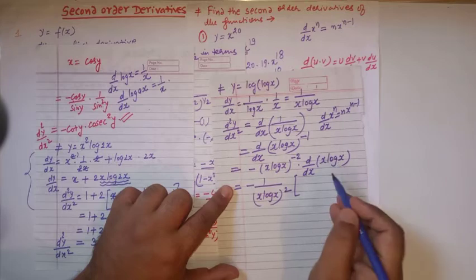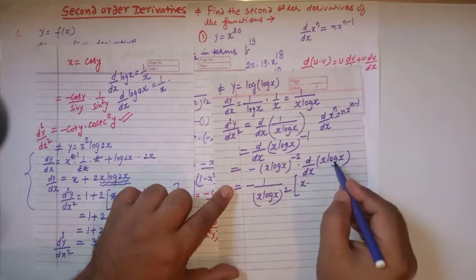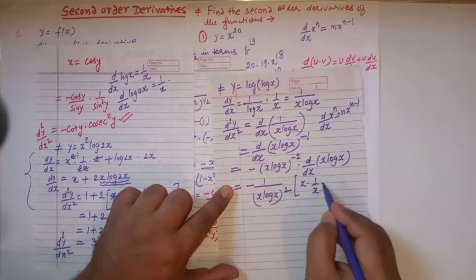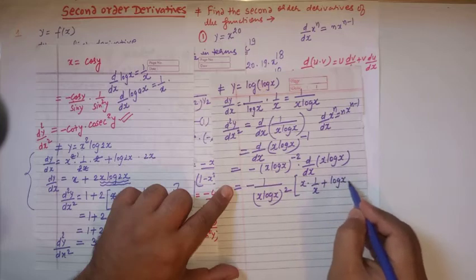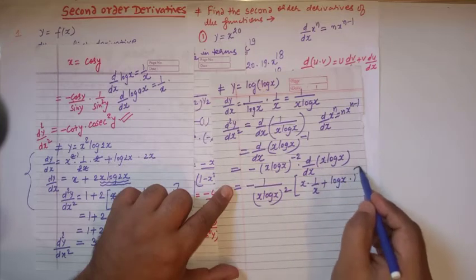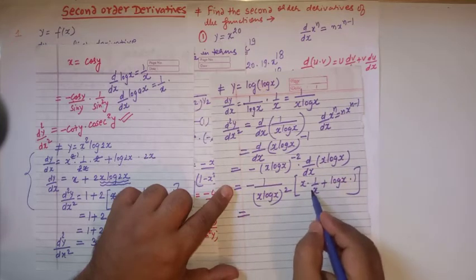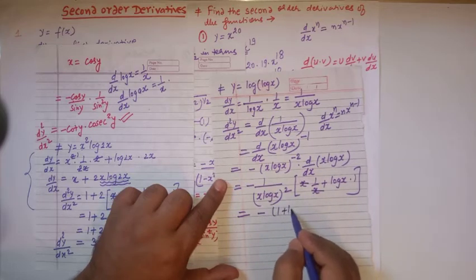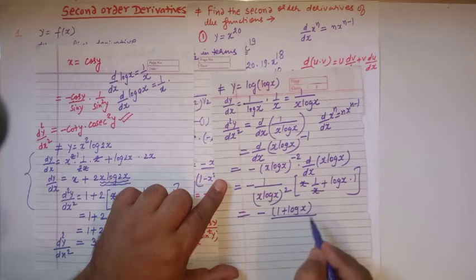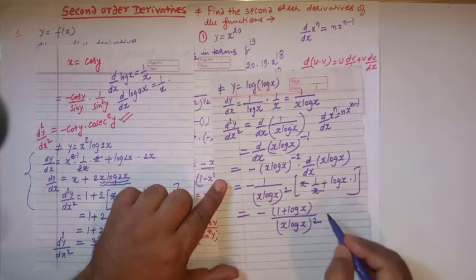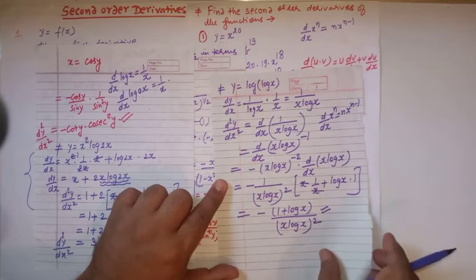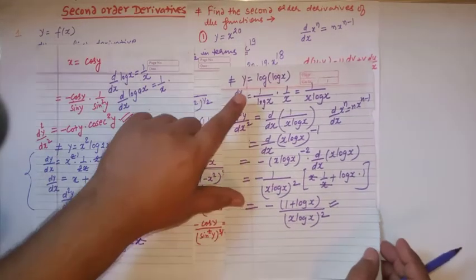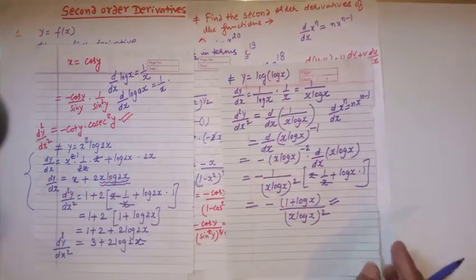the product rule. So this is the first function, the derivative of log x is 1 over x, then we have log x, and the derivative of x is 1. So this x and x get cancelled, so we have minus of 1 plus log x divided by x log x whole square. So this is the second derivative of log log x.